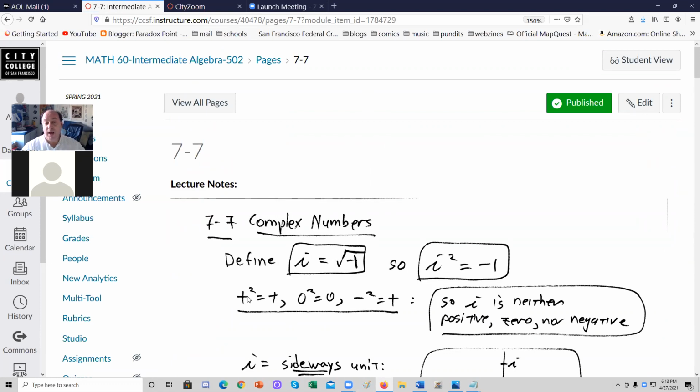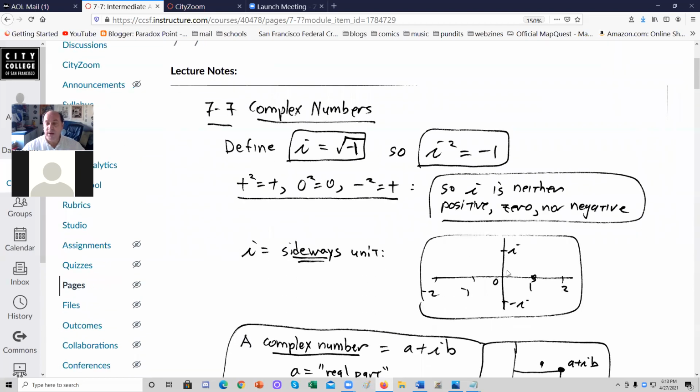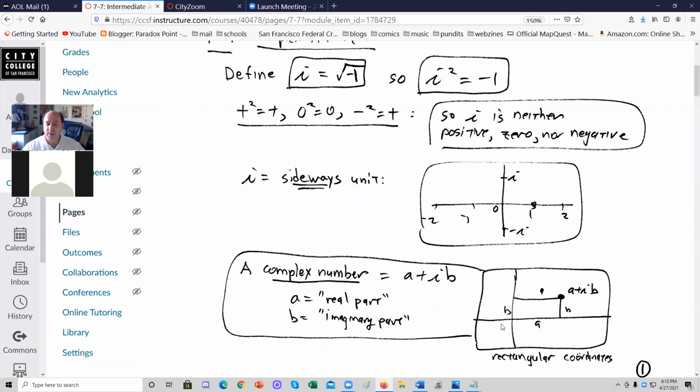Now the thing is, positive numbers squared are positive. 0 squared is 0, and negative squared is positive. So i can be neither positive, 0, nor negative. It's not on the number line at all. In fact, we put it sideways to the number line. If this is the number line, then i is 1 unit up in the perpendicular direction. That's i, there's -i, 2i is up 2, and -2i is down 2, and so on.